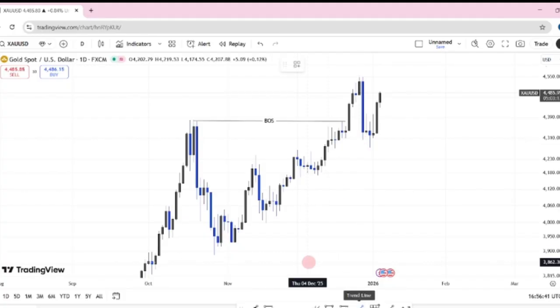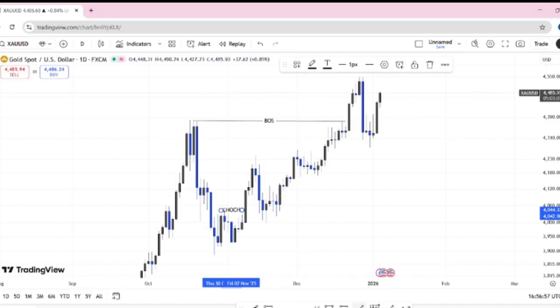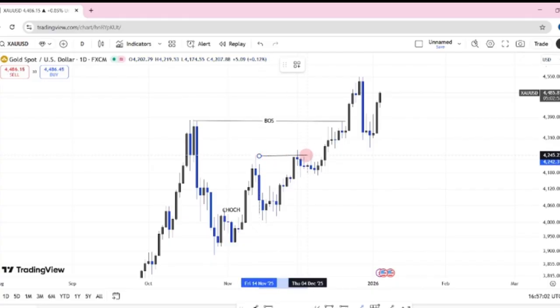All right, so now if you look at this, we have this level here where we have this change of character on gold. Yeah, this was a change of character here, and we have a break of structure to this side here. Remember, candle wicks are not part of our break of structure. It always has to be a candle body. So this is our break of structure at this level here.